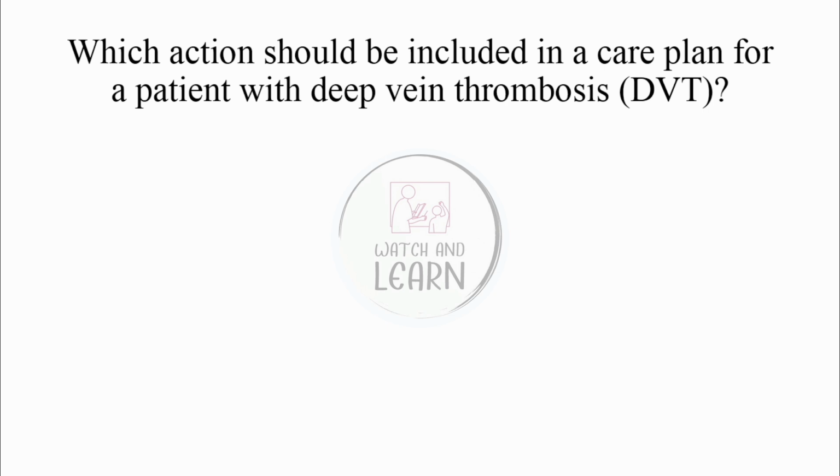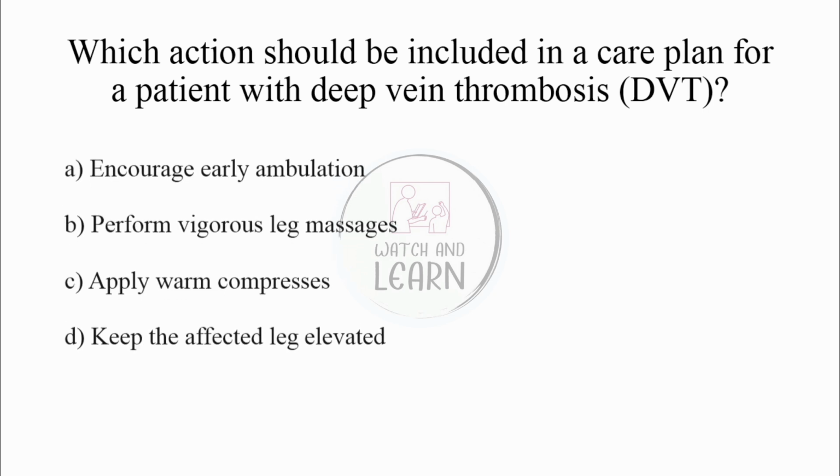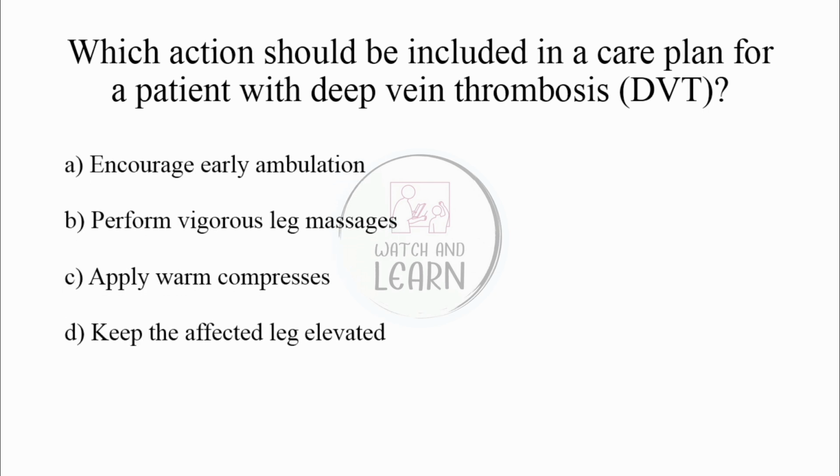Which action should be included in a care plan for a patient with deep vein thrombosis (DVT)? Options are option A, encourage early ambulation, option B, perform vigorous leg massage, option C, apply warm compresses, option D, keep the affected leg elevated. The right answer is answer D, keep the affected leg elevated.